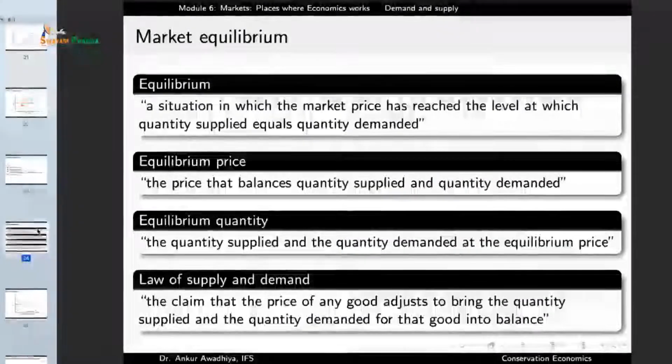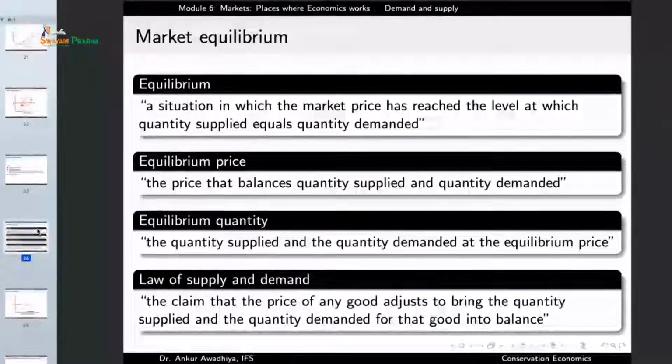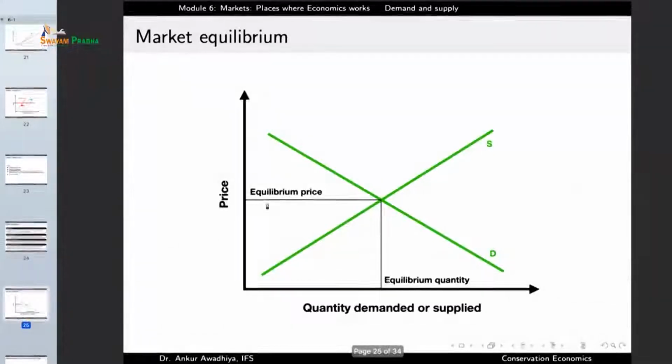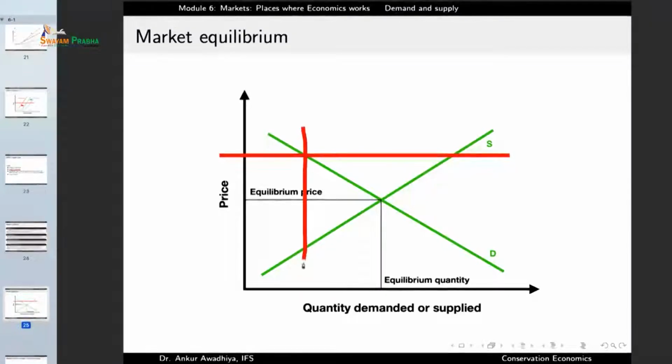Equilibrium is the situation in which the market price has reached the level at which the quantity supplied equals the quantity demanded. It is the situation at which the market price has reached the level, which means that at this price, the quantity that is supplied and the quantity that is demanded is one and the same. If we look at any other price, say this price, at this price the quantity that is demanded is this much, and the quantity that is supplied is this much.